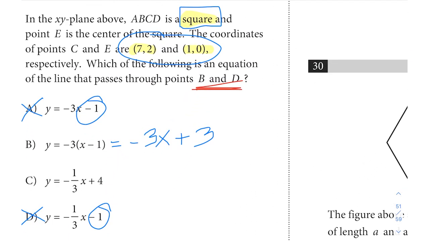So let's use those coordinates, and to find slope, we're just going to do, with these two coordinates, y2 minus y1 over x2 minus x1. So we can do, for the slope, 0 minus 2 over 1 minus 7, and that would be -2 over -6, which simplifies to a +1/3.